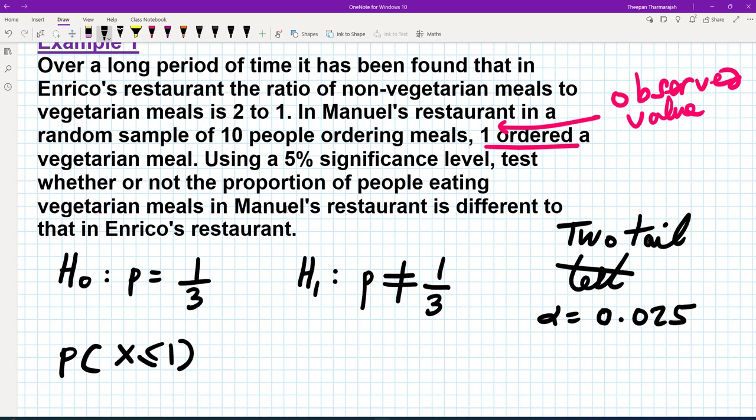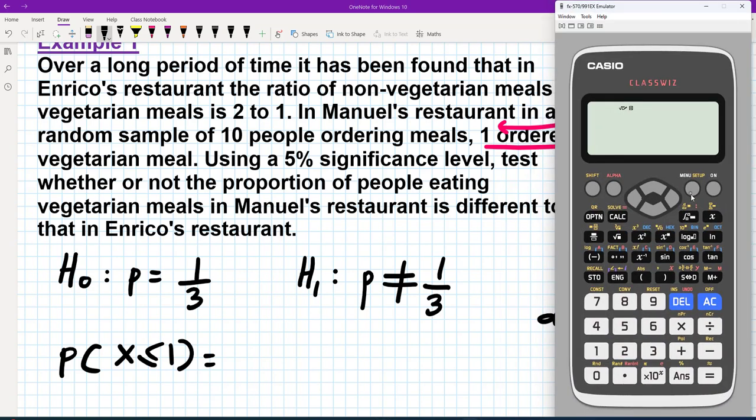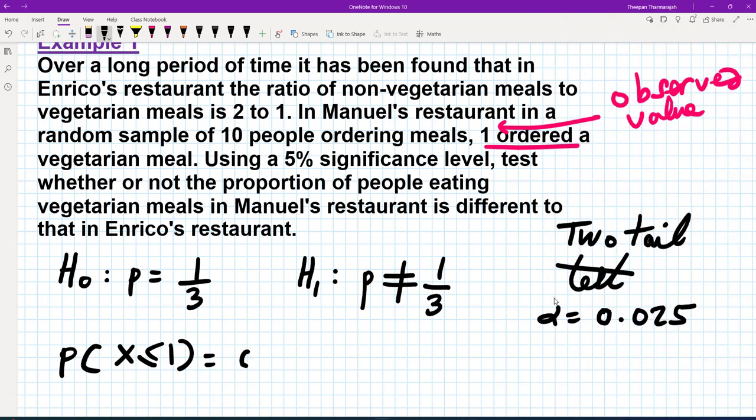We can get this value from our calculator. So we go to menu, 7, go down to binomial CD, variable, x is less than or equal to 1. Remember, it's always less than or equal to 1. Our number is going to be 10, and our probability is 1 divided by 3. So that will give me 0.1040 to 4 decimal places.